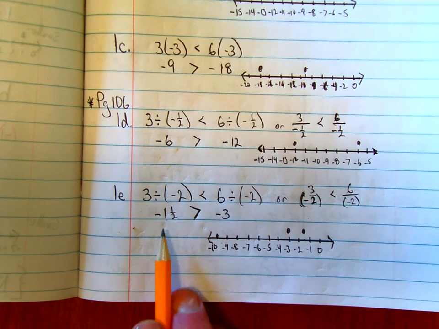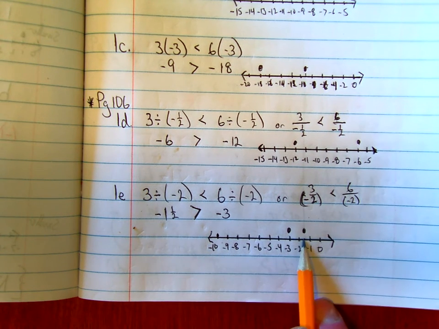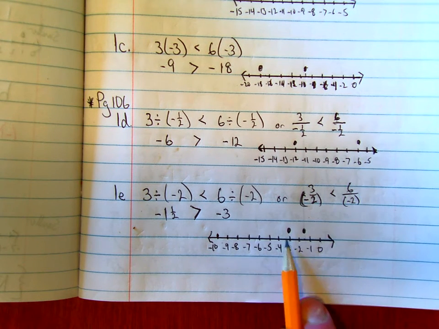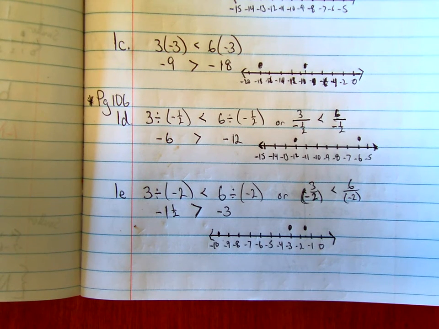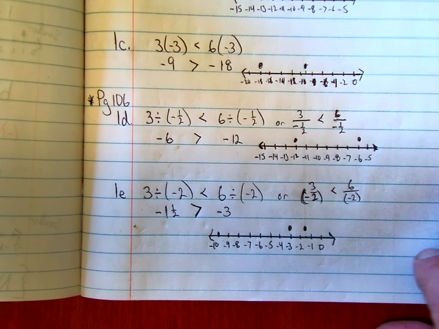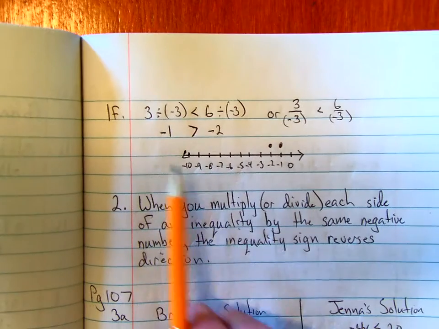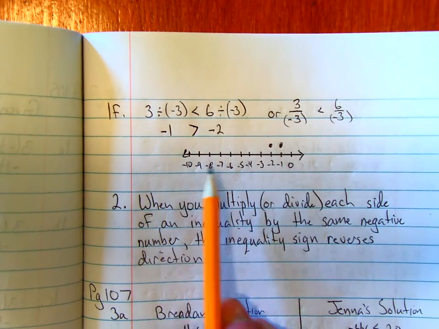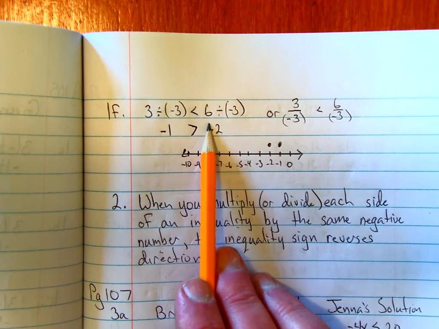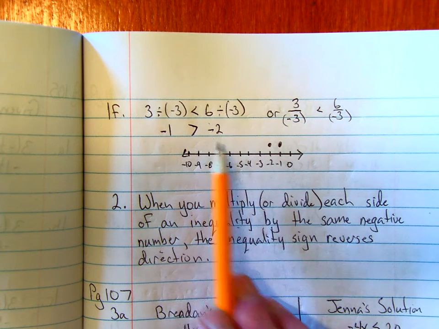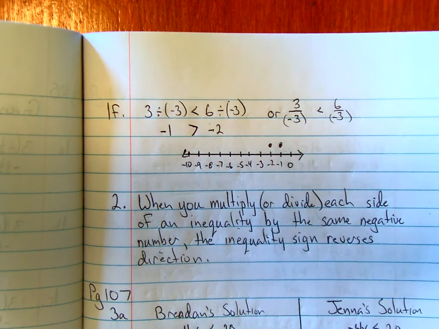Problem 1E, when you divide both sides, you divide 3 divided by negative 2, 6 divided by negative 2, you end up with negative 1/2 and negative 3. Negative 1/2 is larger than negative 3. So again, the inequality sign flipped, it reversed when we divided by a negative. Problem 1F, we're dividing by a negative 3. 3 divided by negative 3 is negative 1. 6 divided by negative 3 is negative 2. And negative 1 is greater than negative 2.